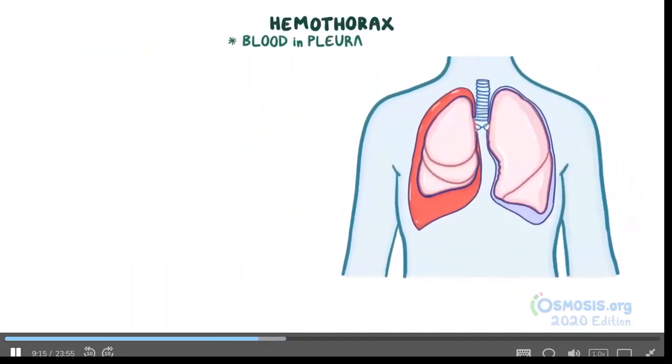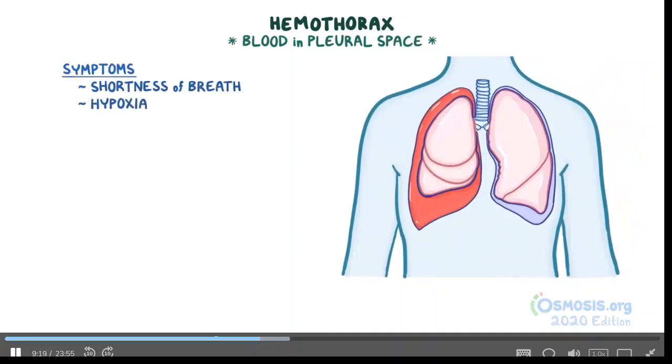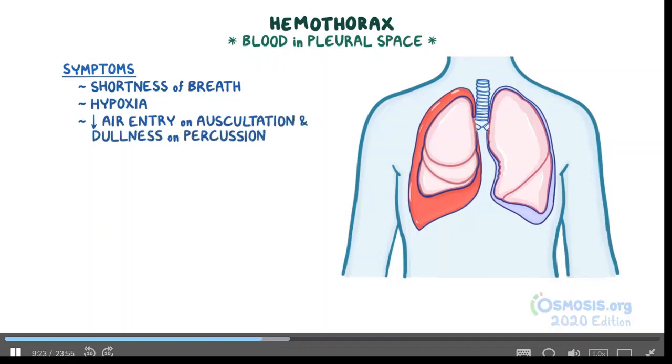Next up is a hemothorax, which is a collection of blood in the pleural space. Individuals have shortness of breath, hypoxia, decreased air entry on auscultation, and dullness on percussion. Because the pleural cavity can accommodate large amounts of blood, the major concern in hemothorax is hemorrhagic shock.